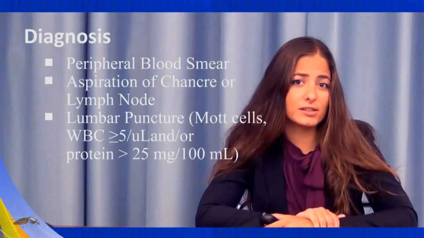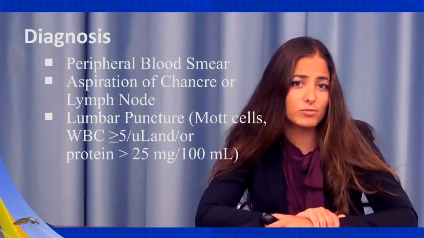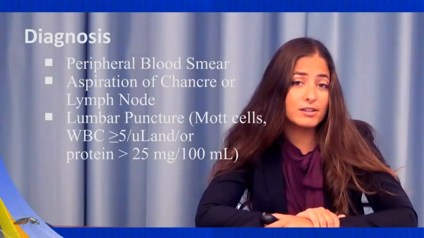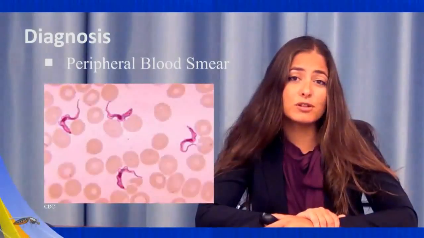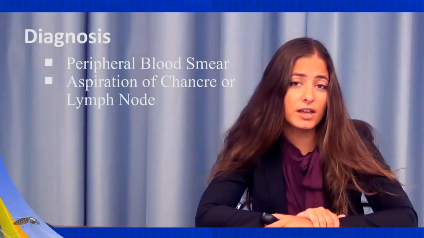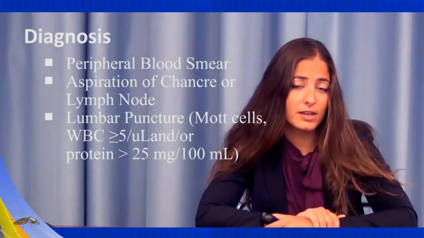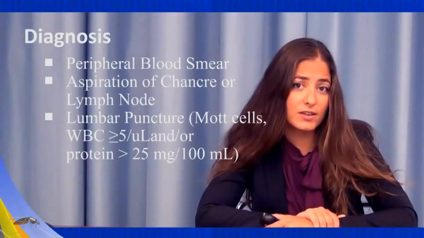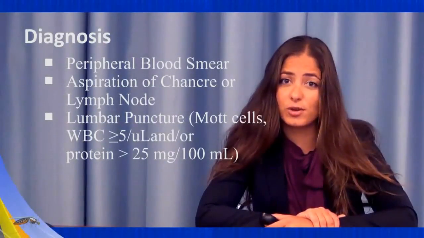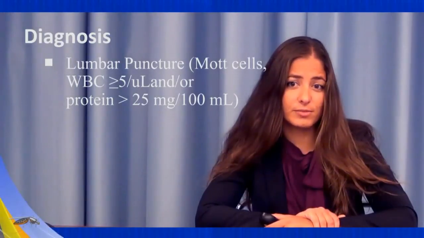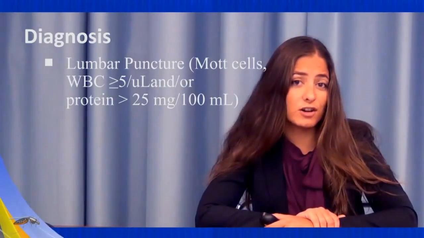Definitive diagnosis of human African trypanosomiasis requires recovery of the parasite from the host. Trypanosomes can be identified through peripheral blood smears, aspiration of a canker or an enlarged lymph node, and lumbar puncture. Serial blood smears should be performed if the initial ones are negative, given that the level of parasitemia can fluctuate. Lumbar puncture is mandatory for all patients with African sleeping sickness to assess for CNS involvement.